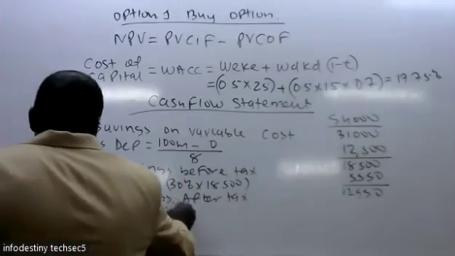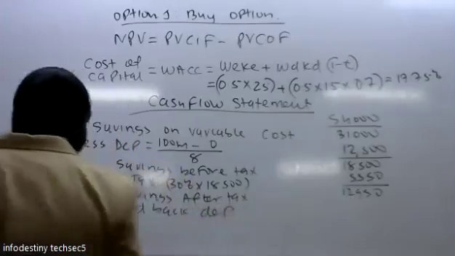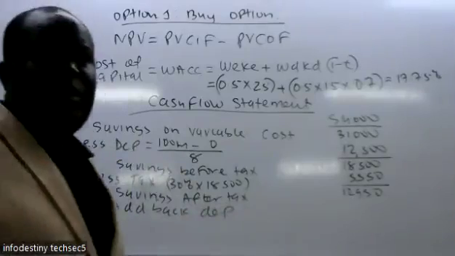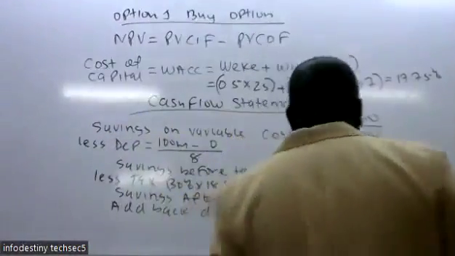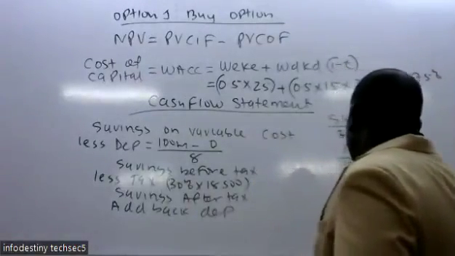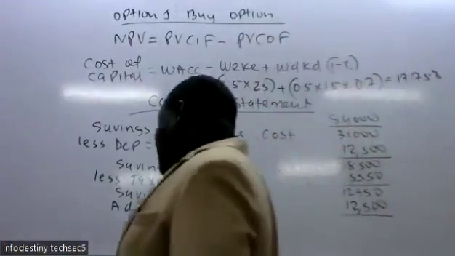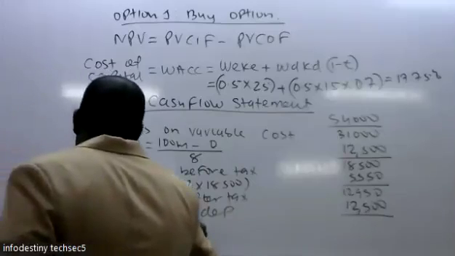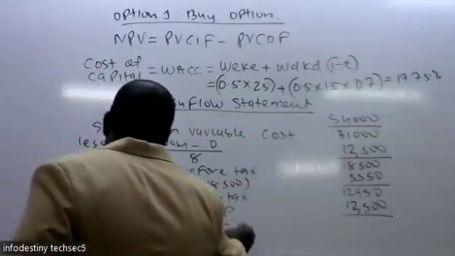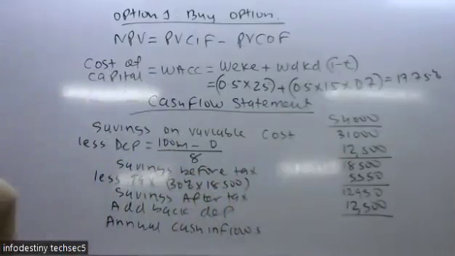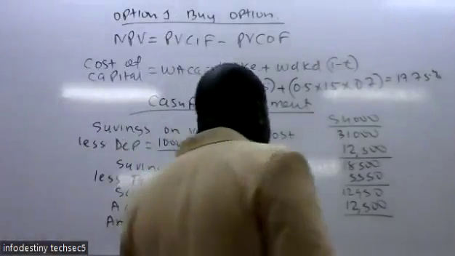So we add back. Depreciation is not an actual outflow of cash. That's why after taxing, we add it back. The figure was 12,500. So that we now come up with the annual cash inflows, which is 25,450.